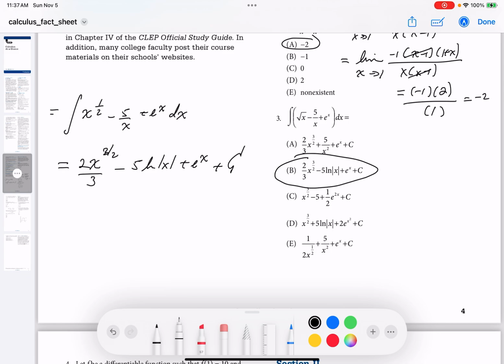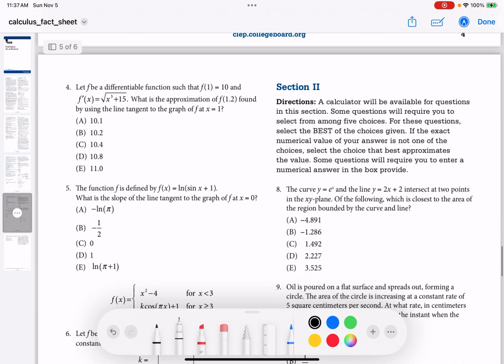Let me just make sure before I circle it. 2/3 x to the 3/2. Looks good. Minus 5 natural log of the absolute value of x. Yep. Let's go to number 4 now. I'm going to go to the whiteboard to finish that one off. I don't have enough room over here.